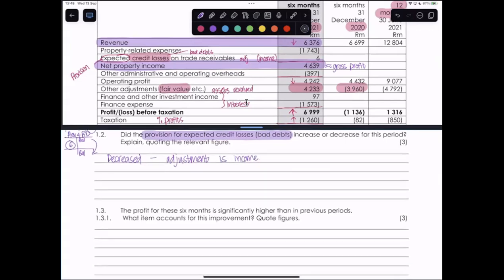You can also specify the amount. Always try to make a point of specifying the figures, quote figures. That makes your answer more thorough.